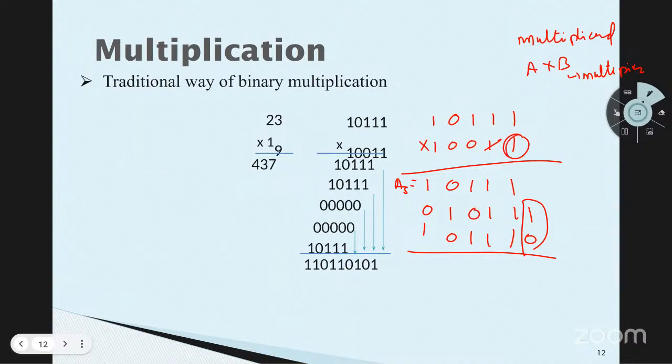Now, if the B is having 1 in the LSB, simply we are adding this multiplicand to A register. Then again it is having 1, we are doing the right shift. Again for this right shift number, we are adding again this to A. Like that we are doing. So the same process we are performing here.